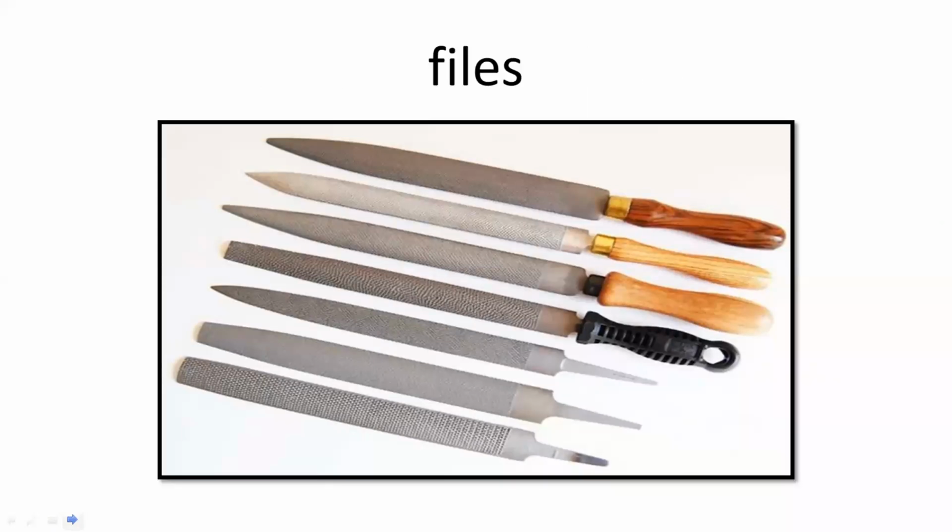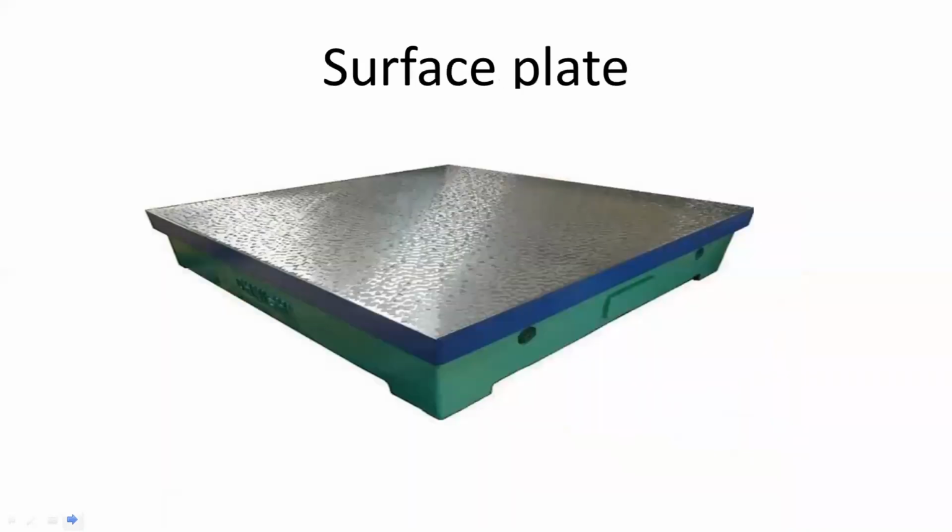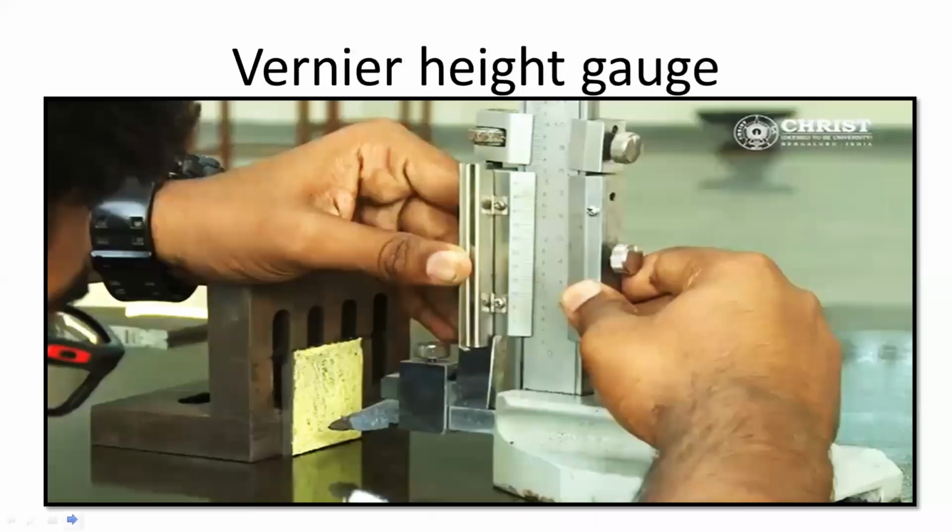Next is file. So file is used for the polishing. The next one is the surface plate. So surface plate is used for the marking. Then this is the vernier height gauge. So with the help of this vernier height gauge, we can draw the line.